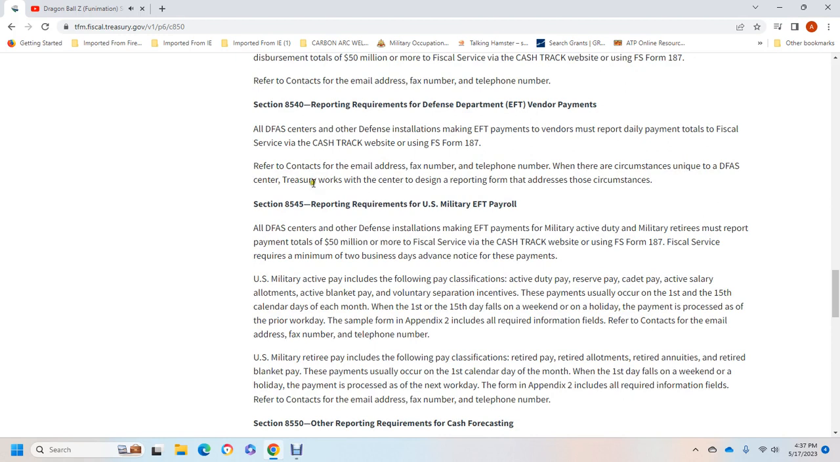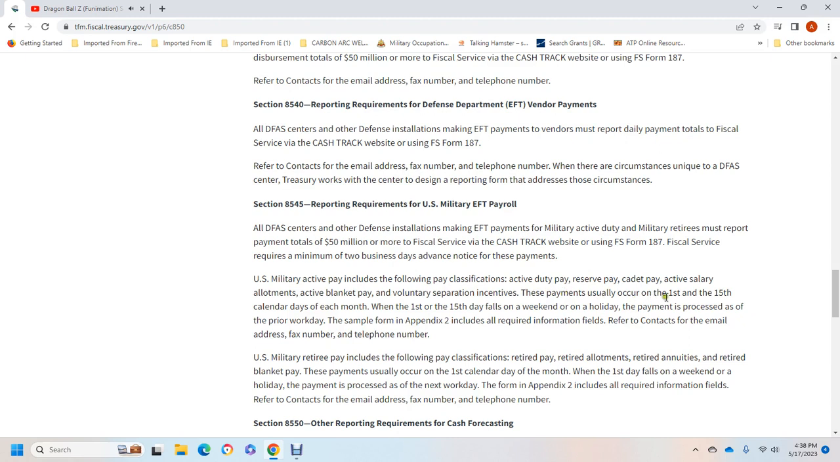Alright, 8545, reporting U.S. military electronic fund transfer payroll. The DFAS, some of the defense, makes EFT payments to active duty military and retirees, and must report payments of $15 million or more via the Cash Track website with the FS Form 187, with a required minimum 2 business day advance notice for the payment. U.S. military active pays include the following pay classifications: active duty pay, reserve pay, cabinet pay, active salary allotments, active blanket pay, voluntary separation incentive.